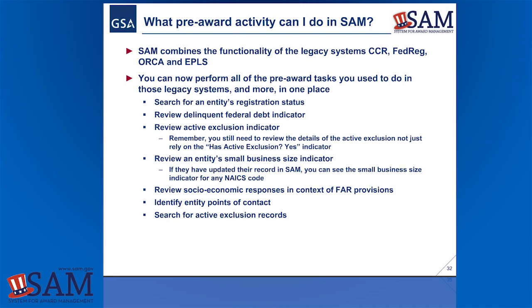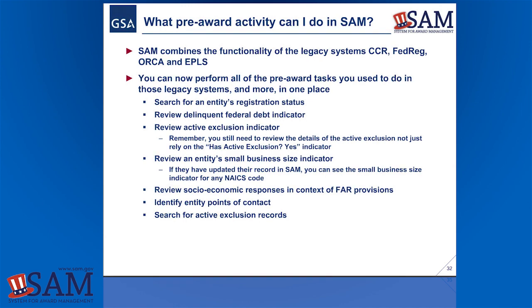So, like it says there, you can look for a registration status to make sure that they have an active registration before award or payment, and that goes both from the grant side of the house or the contracts side of the house. Doesn't matter. You do have the registration requirement there. You can take a look at the delinquent federal debt indicator, and we're definitely going to talk about that in more detail.